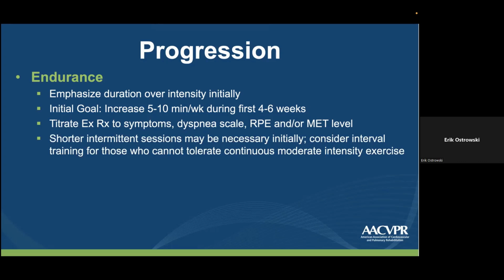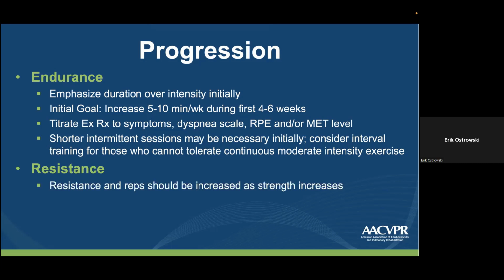Remember that shorter intermittent sessions may be necessary initially. A lot of patients, like I said, can't come in and exercise 20 continuous minutes before resting. That's completely fine. But these patients could very well benefit from interval training, and we'll have a whole slide on that here in a second. Doing intervals, we're allowing the patient to just exercise for as long as they can initially, resting, going for as long as they can, resting, and then gradually decreasing the number of rest periods they have, increasing gradually the time for each interval can be very beneficial.